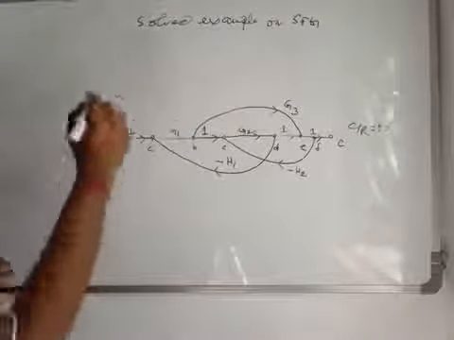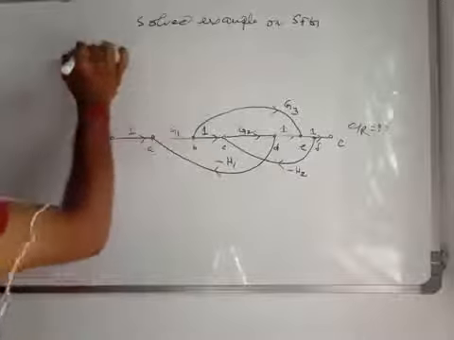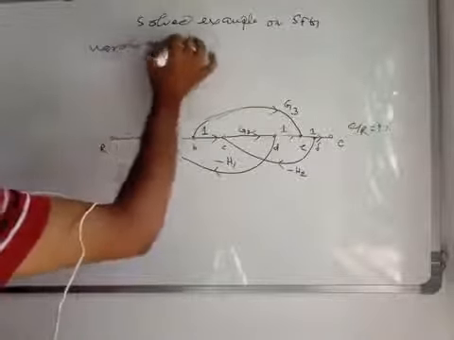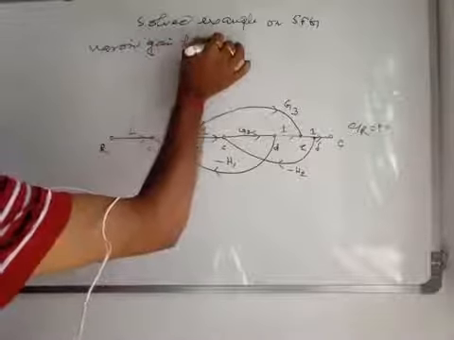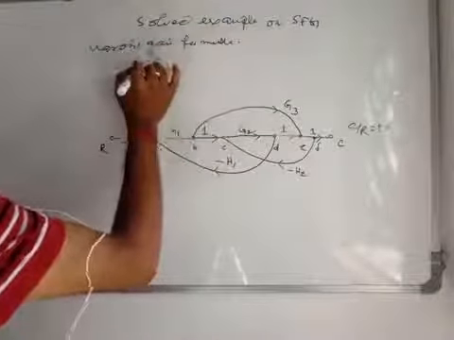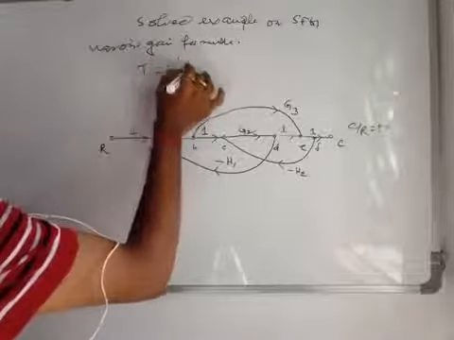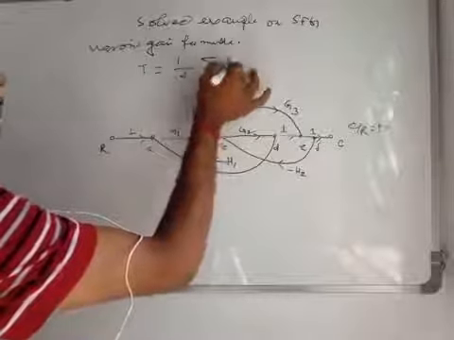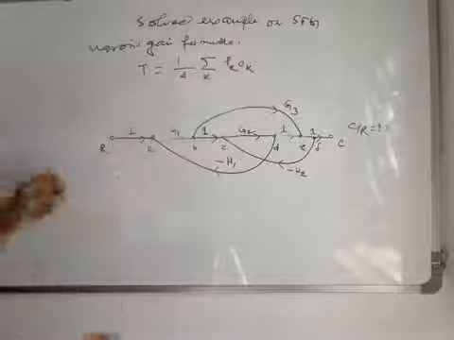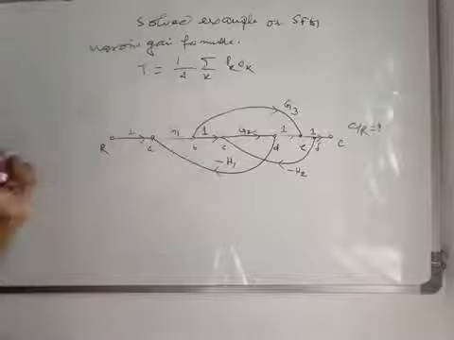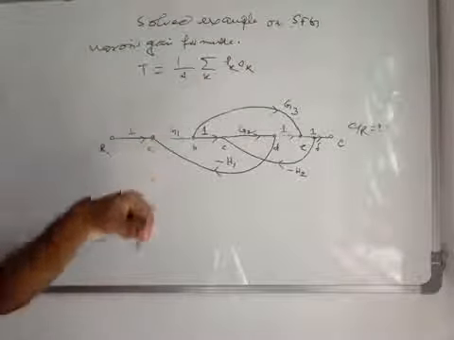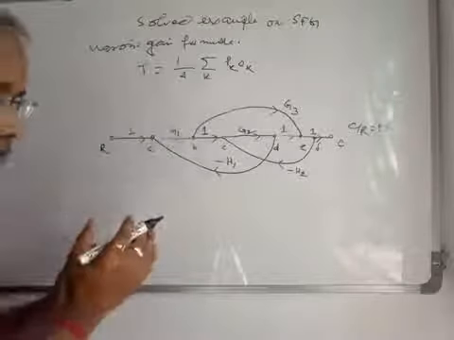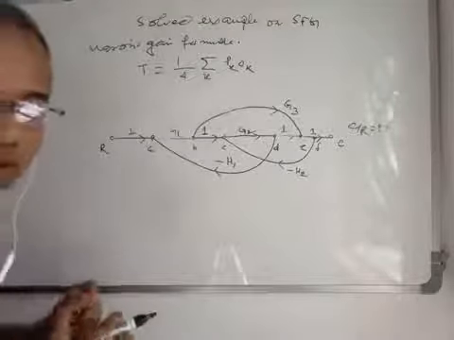So we are talking about Mason's gain formula. That formula we are already aware of: 1 by delta summation of Pk delta K, with all these terms of usual meaning. So first of all, we have to find out the number of forward paths. Step by step, I am going to discuss how to solve the problems related to the signal flow graph.